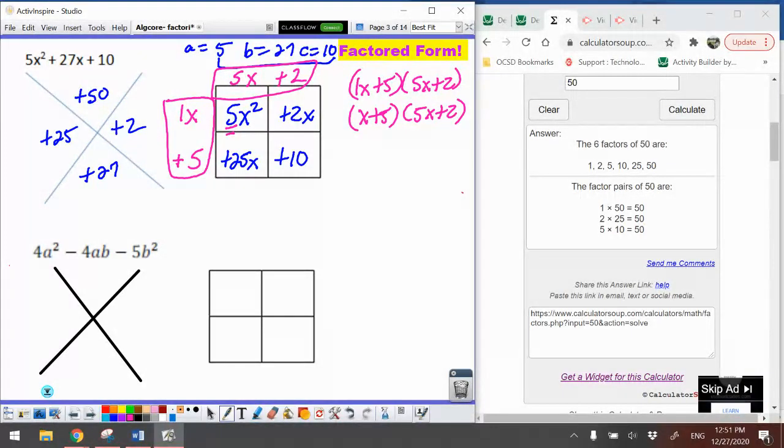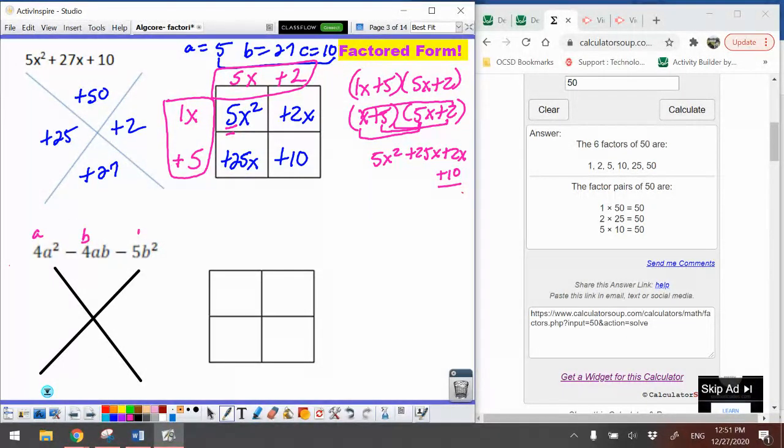And I'm good. And I can kind of check myself to make sure I'm right. So this is a 5x squared. If I multiply here, that's 25x. If I multiply here, that's a 2x, and 5 and 2 are 10. So 25 and 2x, that gives me 27. I know I'm good. All right, so let's take a look at this next one.